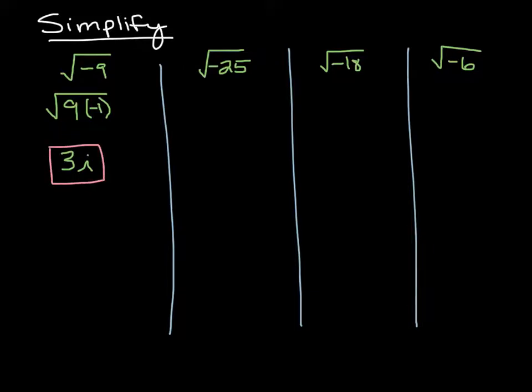Let's try the square root of -25. We know what the square root of 25 is, and we know what the square root of -1 is. Square root of 25 is 5. Square root of -1 is i.